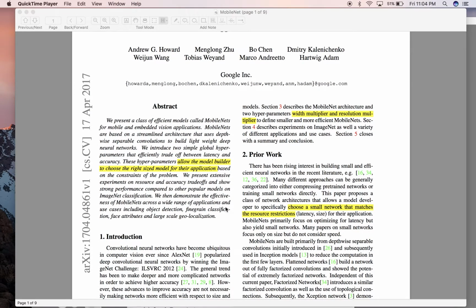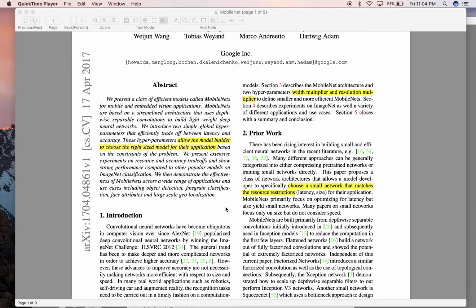So the abstract is just a broad overview of what the paper is presenting. So in this paper, they present a class of efficient models called MobileNets for mobile and embedded vision applications. MobileNets are a streamlined architecture that use depthwise separable convolutions to build lighter neural networks. We also introduced two simple global hyperparameters that efficiently trade off between latency and accuracy.